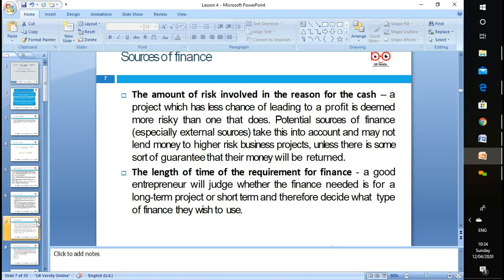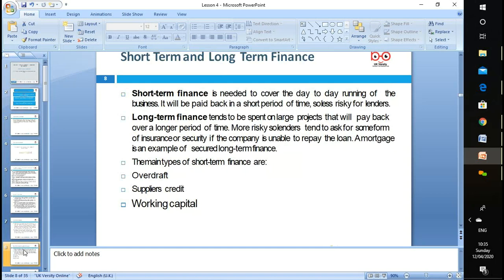Sources of finance, especially external ones, take this into account. They may not lend money to a higher risk business project unless there is some sort of guarantee that the money will be returned. Then there is the length of time required for the finance. A good entrepreneur will judge whether the finance is needed for a long-term or a short-term project. Therefore, they decide which type of source of finance to use.